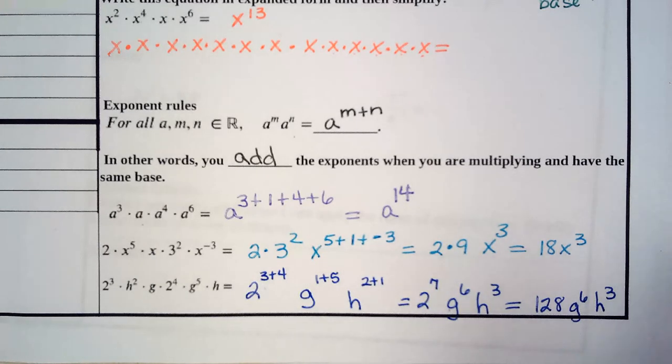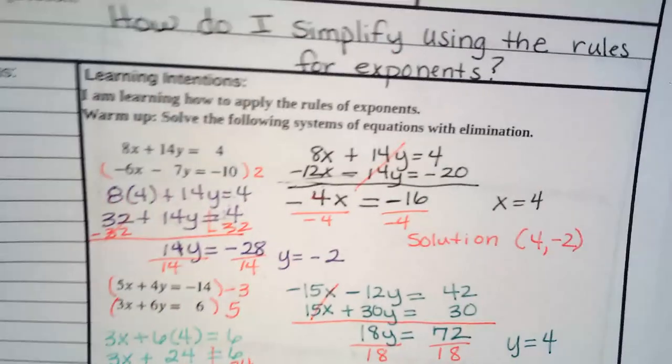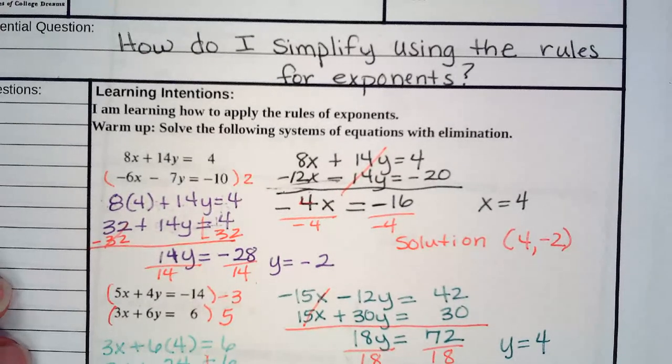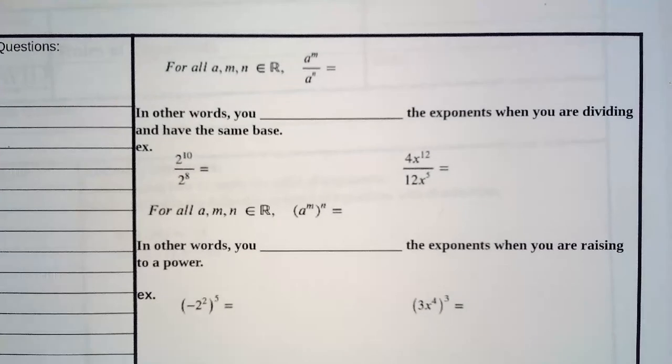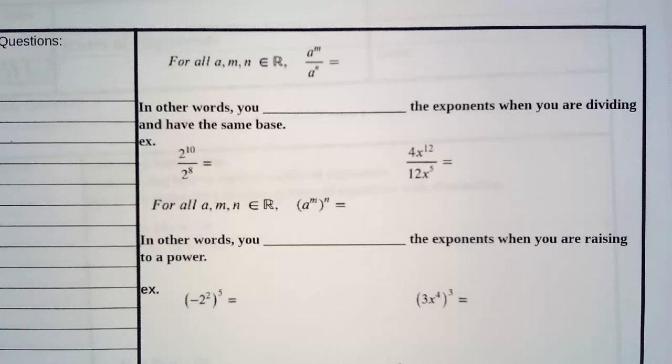So that is the first rule. When you are multiplying, you add the exponents if the bases are the same. So now what comes next? Oh, we're going to divide. If we add when we multiply, what's going to happen when we divide? You're right, we should subtract because they're opposites too.